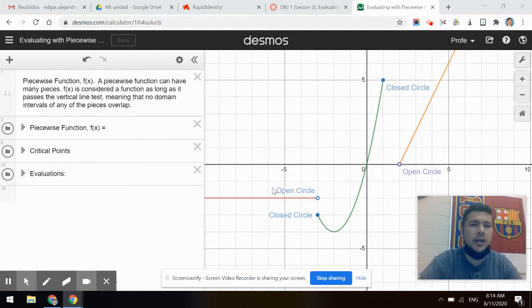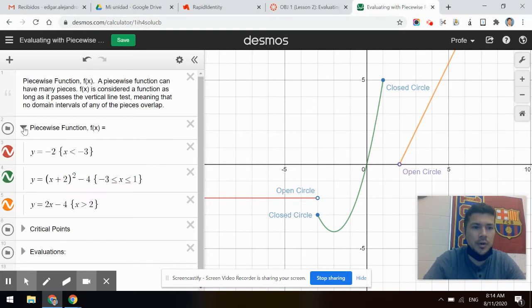So first thing I wanted to clarify from the first lesson is that a piecewise function, again, can have many pieces. And I wanted to show you that piecewise functions aren't just linear. So I provided a piecewise function here with a constant function, a quadratic function, and a linear function as its third part. It can have multiple parts. The only thing that you want to watch out for is to make sure that the parts do not overlap and end up failing the vertical line test. So you can see that this function actually, well, it is a function because it passes the vertical line test.